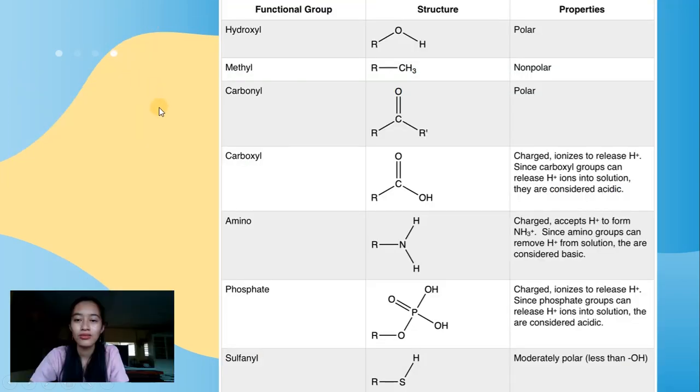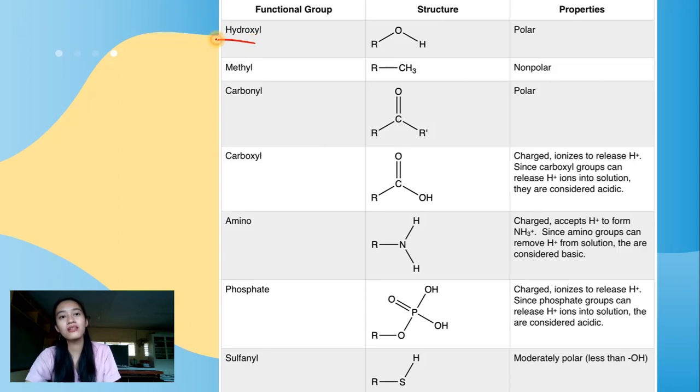Okay. So this table that I'm showing you specifies the names of the functional groups. So these functional groups: hydroxyl, which is ROH; methyl, which is just CH3; carbonyl, which looks like this; carboxyl, amino, phosphate, sulfonyl, and so on. Okay.